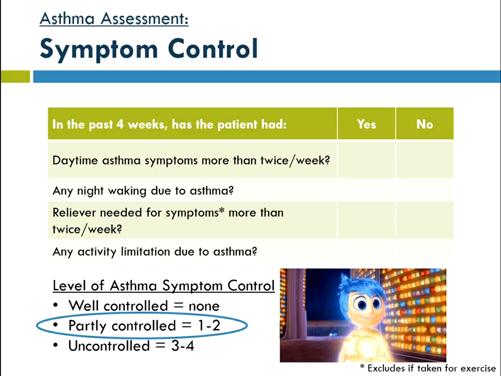Okay? So we need the medication when we get to 1 to 2 and beyond. We're going to treat based on their symptom control, which is why, as a pharmacist, in order to recommend the medication, I need to know their symptom control. Okay?